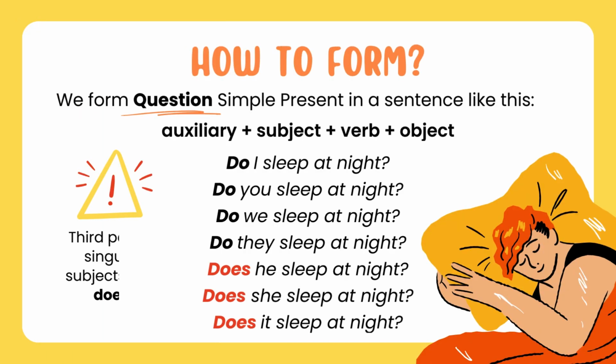And how do we form these interrogative sentences? Question simple present sentences are formed like this: auxiliary plus subject plus verb plus object. For example, do I sleep at night? Do you sleep at night? Do we sleep at night? Do they sleep at night? Does he sleep at night? Does she sleep at night? Does it sleep at night? As we said before, we use does with third-person singular subjects.